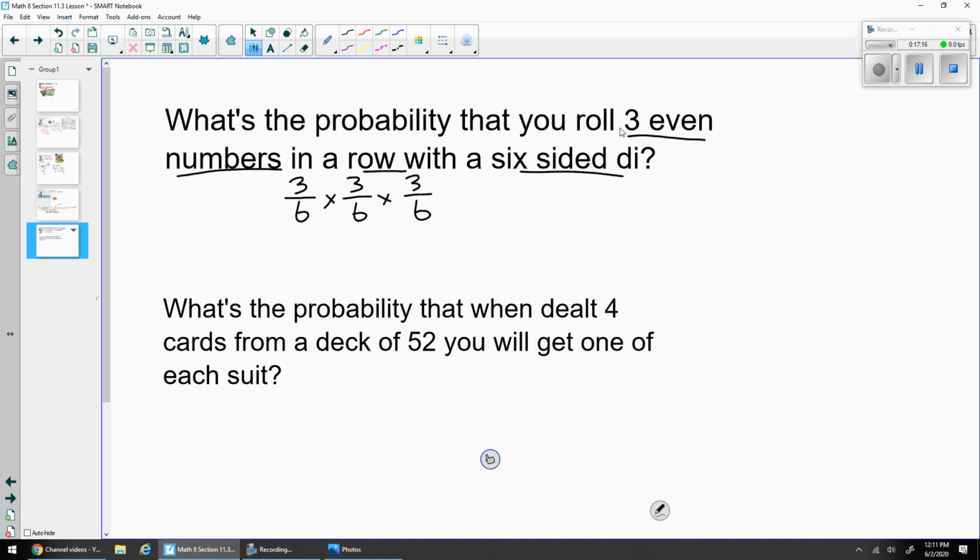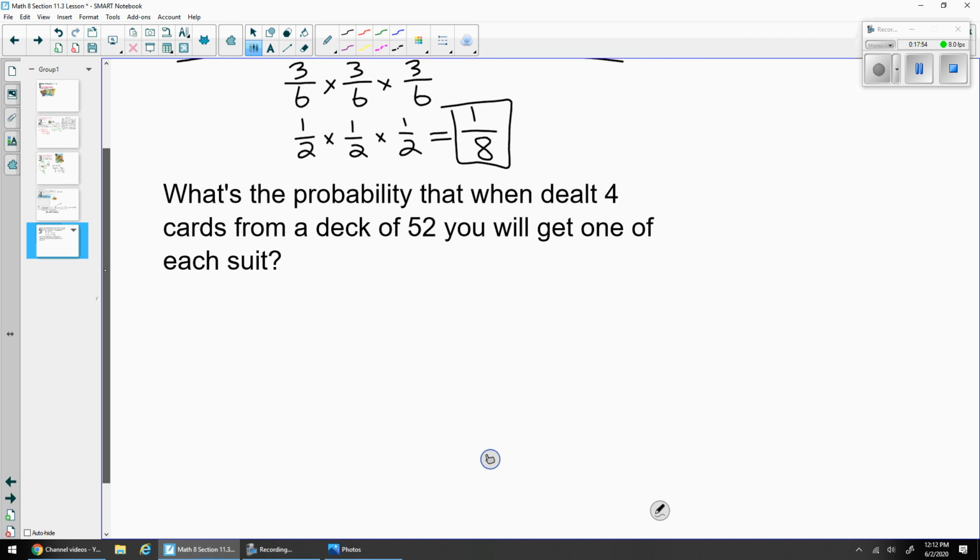Now, I would say that it's always a good idea to simplify first if you're able to. So for instance, 3 out of 6 can be simplified to 1 out of 2 times 1 out of 2. And you don't have to be able to simplify every fraction, but simplify as many of the fractions as you can, and that'll make it easier. So 1 times 1 times 1 is 1. 2 times 2 is 4 times 2 is 8. So you have a 1 out of 8 chance that if you roll a dice 3 times, you'll get 3 even numbers. Okay, and we can just use multiplication like that. It's really quite simple and quick.